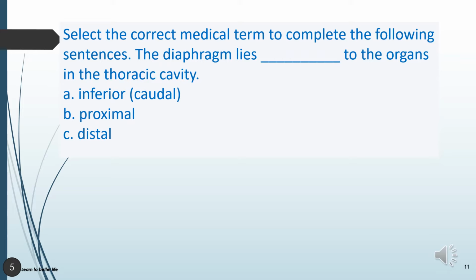Select the correct medical term to complete the following sentences. The diaphragm lies where to the organs in the thoracic cavity? A. Inferior, caudal, B. Proximal, C. Distal. The answer is A. Inferior, caudal.